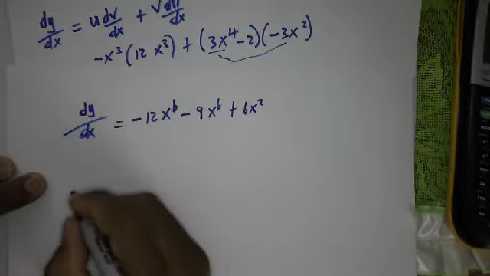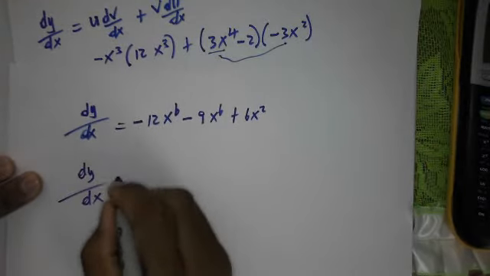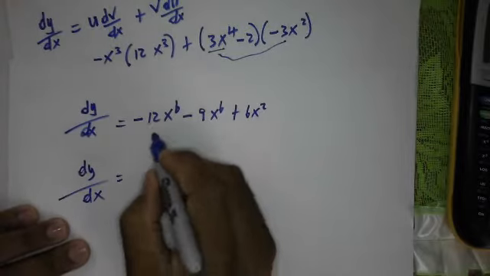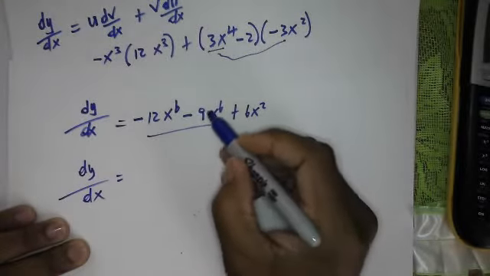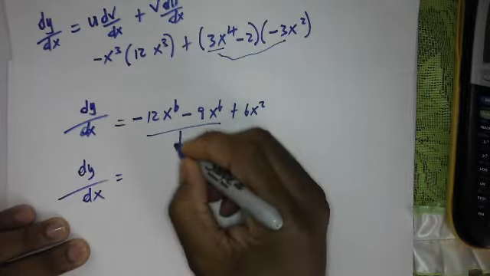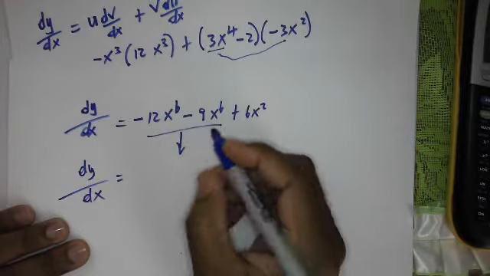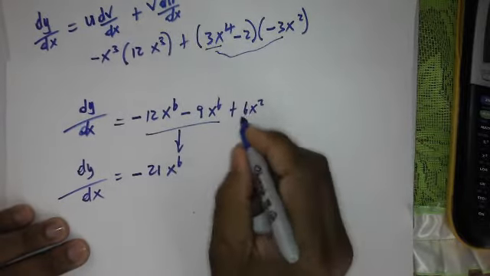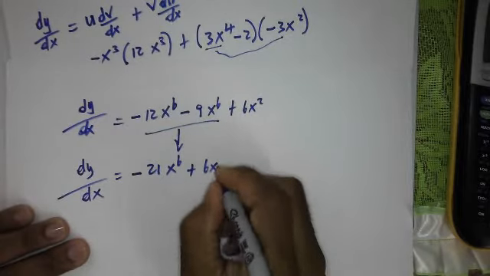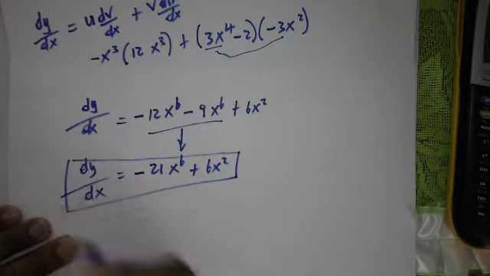Okay? So let's see if we can clean it up a little bit. Now, dy by dx is equal to, these are like terms, because we have negative 12x to the 6 minus 9x to the 6. Okay? So these are like terms. So negative 12x to the 6 minus 9x to the 6, that would give us negative 21x to the 6. This is the only term there, plus 6x squared. And this would be your final answer here.